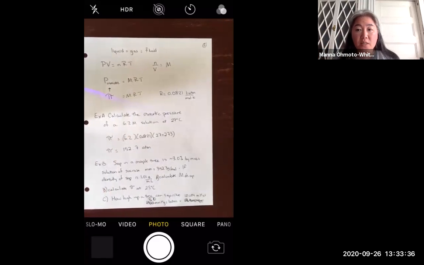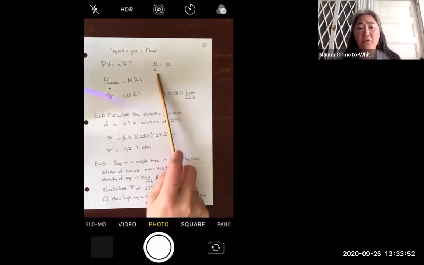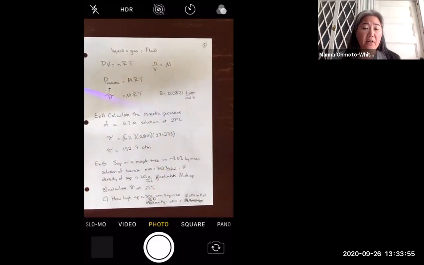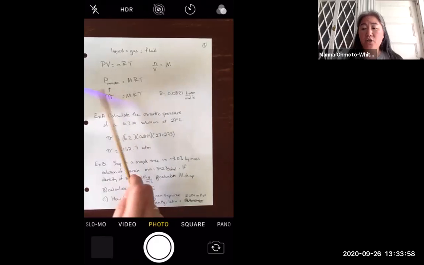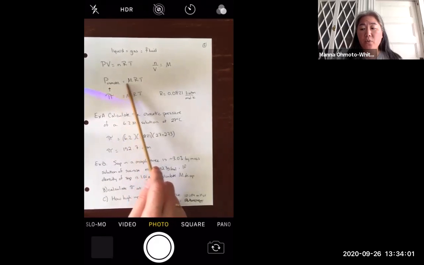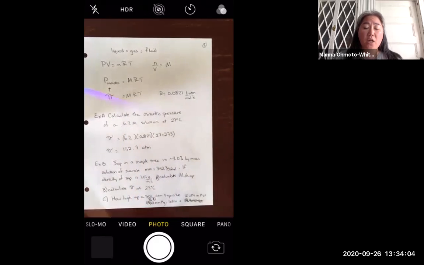There may be some provisions that I have to make in order to account for the fact that you have IMFs, but for the most part, you can think of them in terms of fluid dynamics. So if I take PV equals nRT, which is my ideal gas equation, and I recognize that n over V, moles per liter, is molarity, I can rewrite it in terms of osmotic pressure. To distinguish, we use a capital pi as osmotic pressure, so pi equals MRT, and because I'm using the same R value, it's going to be 0.0821 liter atmospheres over moles Kelvin.